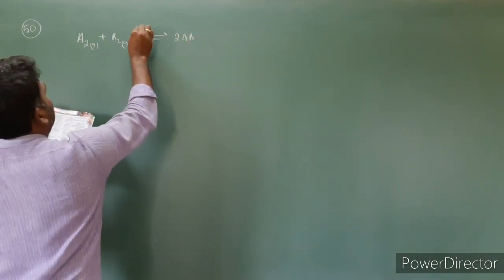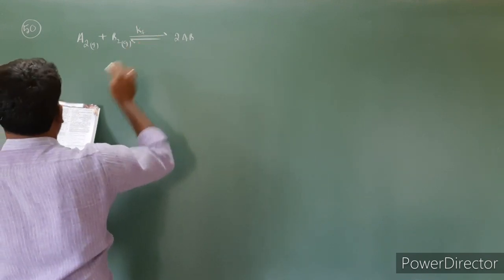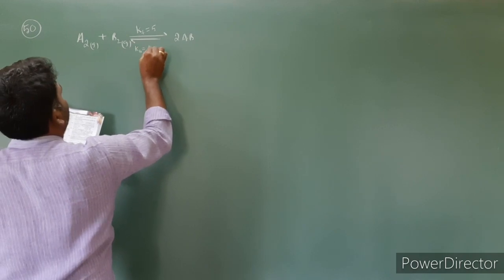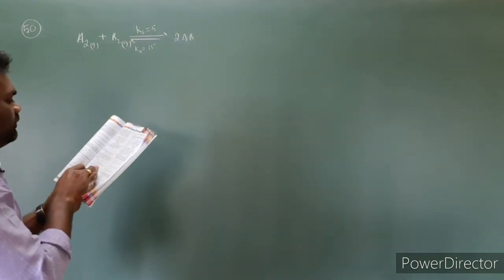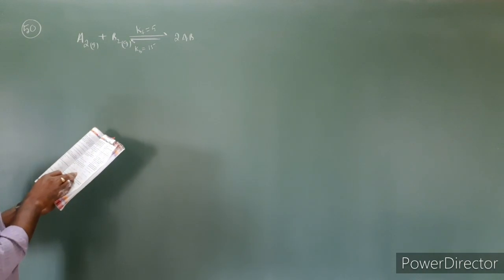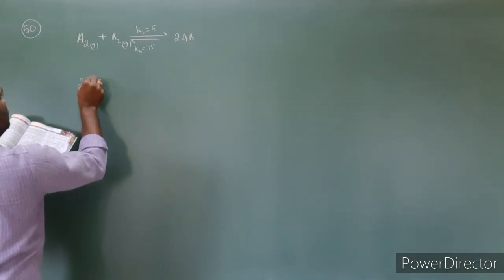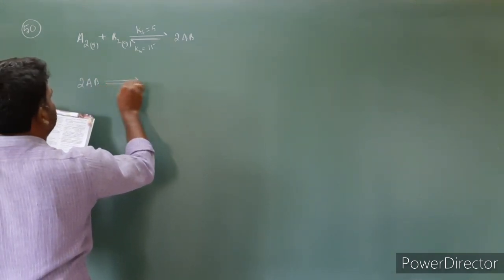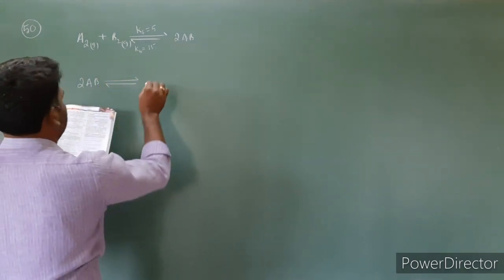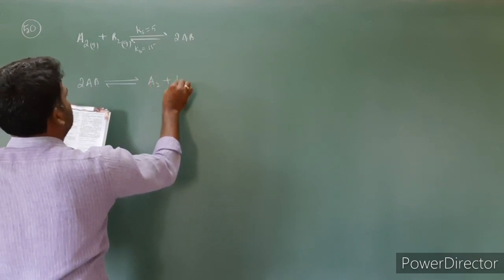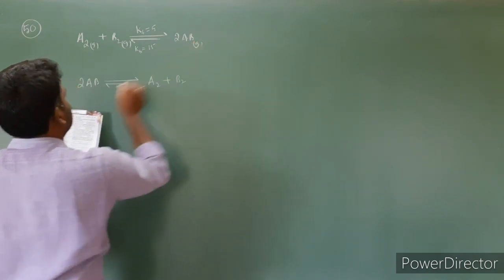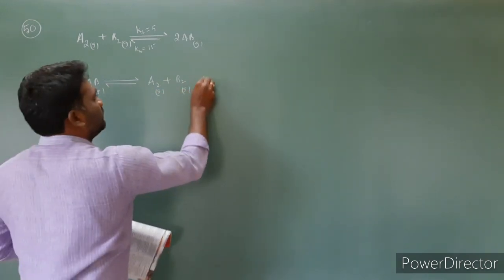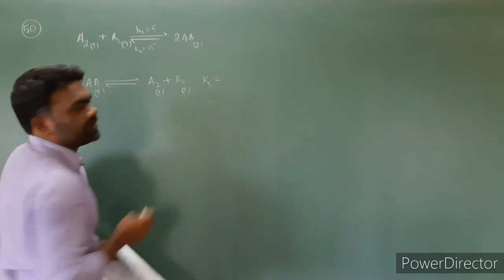For this case, the rate constant of the forward reaction is given as 5, and the rate constant of the backward reaction is given as 15. Kb is equal to 15. Next, we have to find out Kc for 2AB gives rise to A2 plus B2. It is also a gas. We have to find out Kc for this equation.